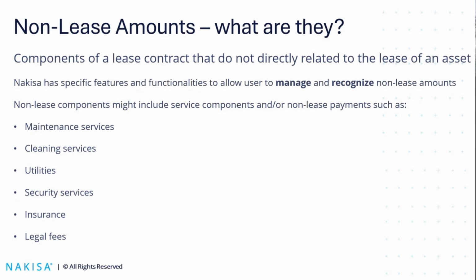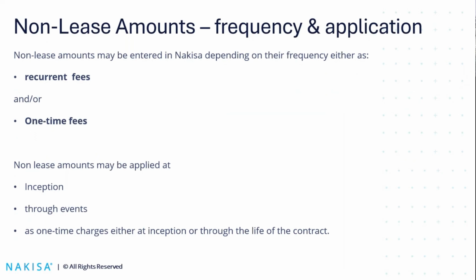And why is that important? Because all the lease payments, again, following the guidance from the standard, will be included in the present value calculation. So you will have this in the liability calculation. But these amounts are not. They need to be excluded. They need to be recognized differently. So for that purpose, in Nakisa, you have different features, different possibilities of recognizing that.